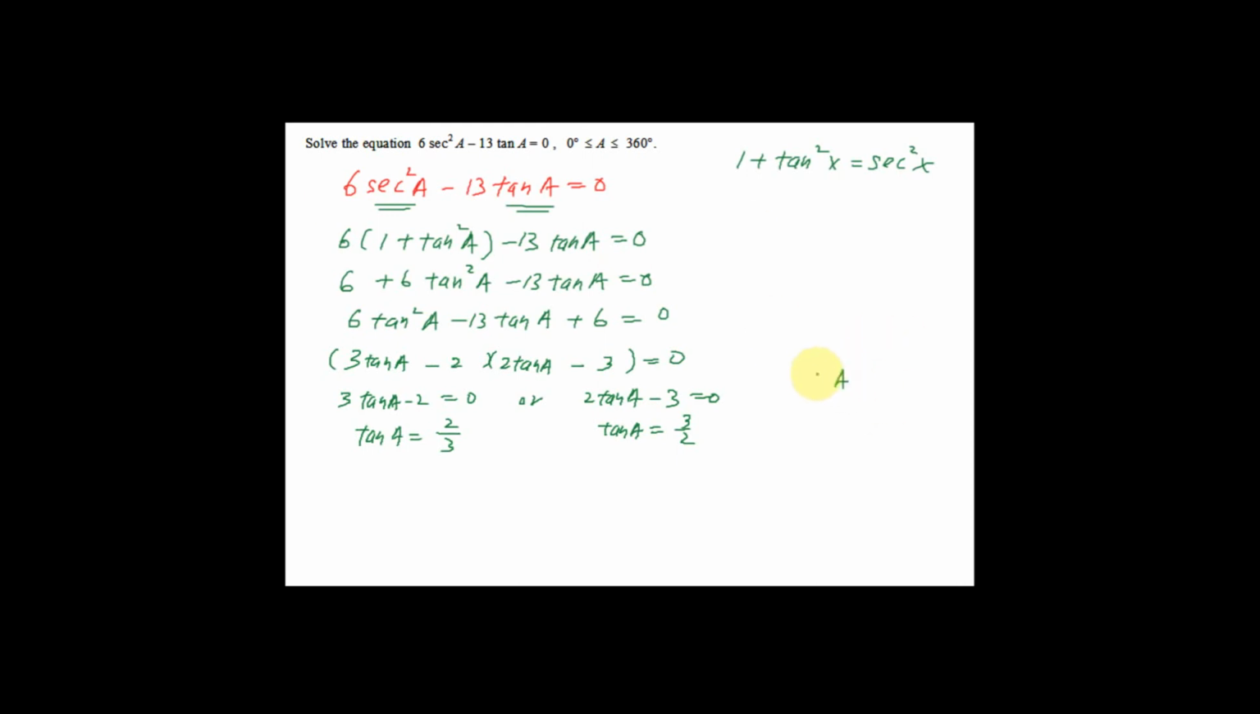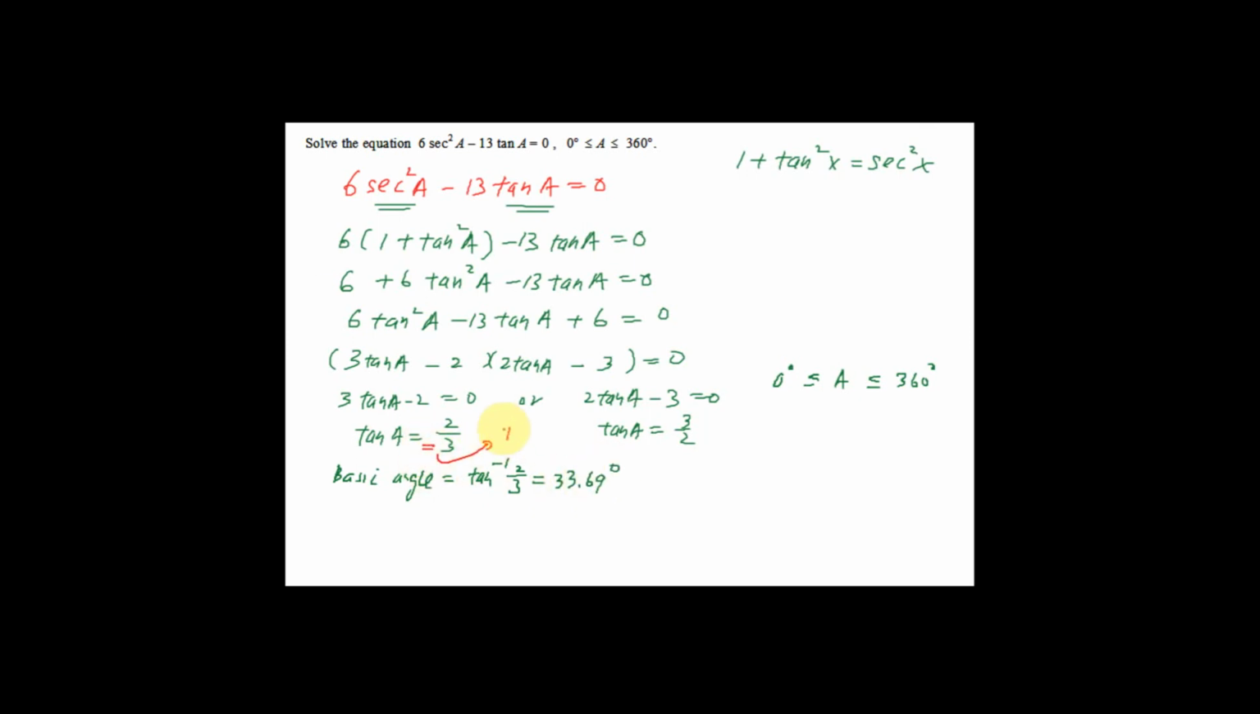Your A is bigger than 0 degree and less than or equal to 360 degree. So what is your basic angle for this? It is equal to tangent inverse of 2 over 3. Press your calculator. You should have the answer 33.69 degree. Now your tangent is positive here.